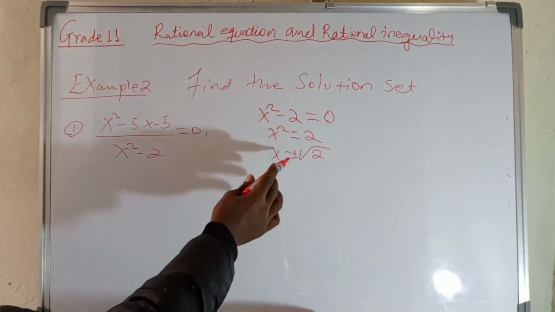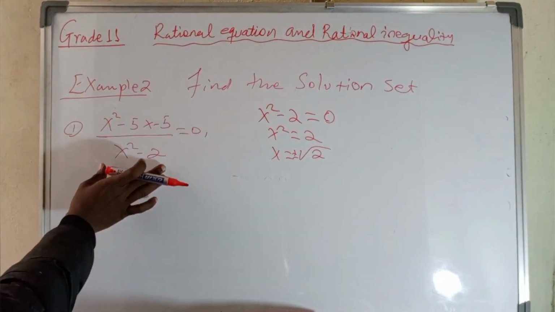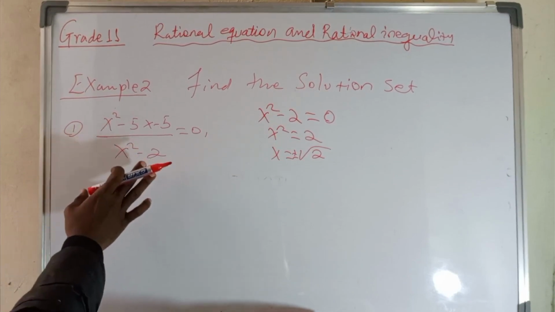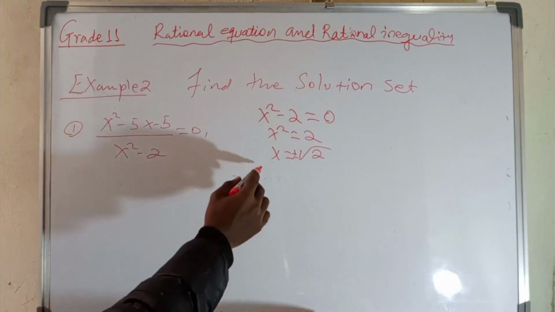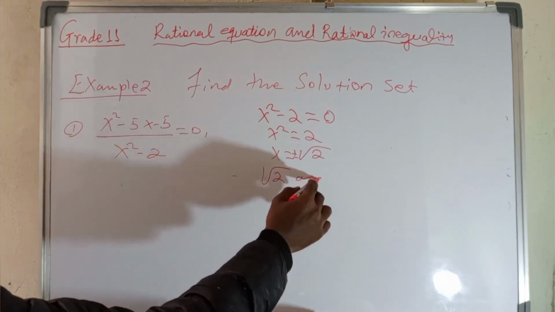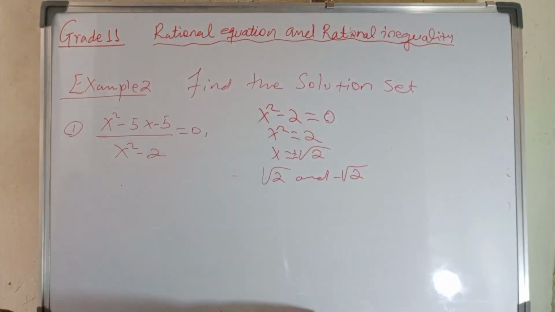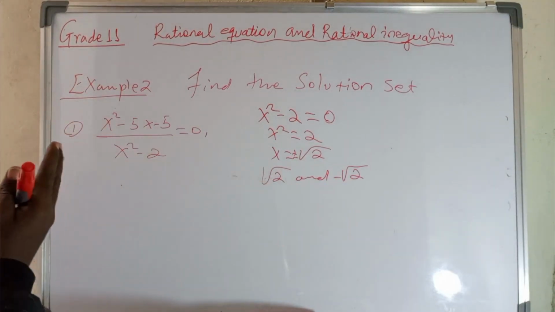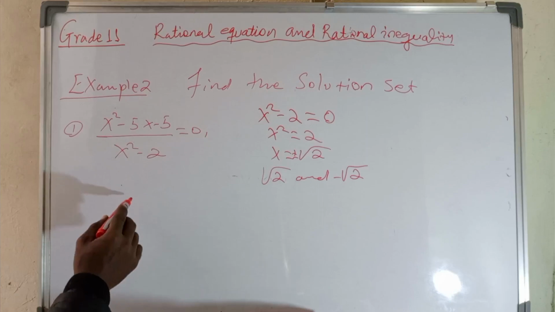Yes. So when we plug the square root of 2 into the given expression, the denominator becomes 0, and no number can be divided by 0. So plus square root of 2 and negative square root of 2 make the rational expression undefined, so these two points are excluded from the solutions of the rational equation.